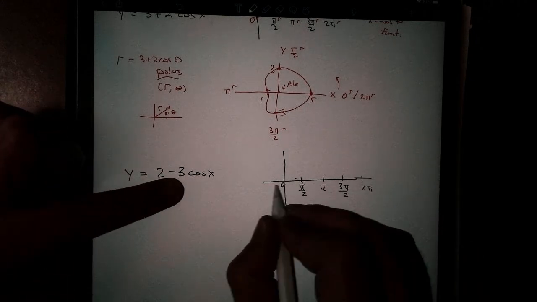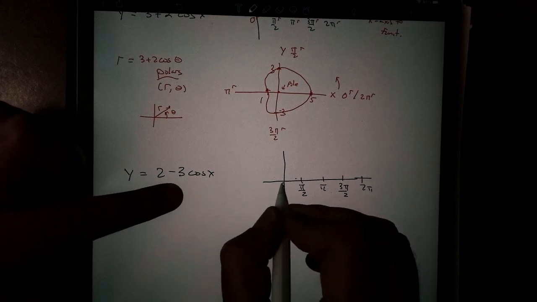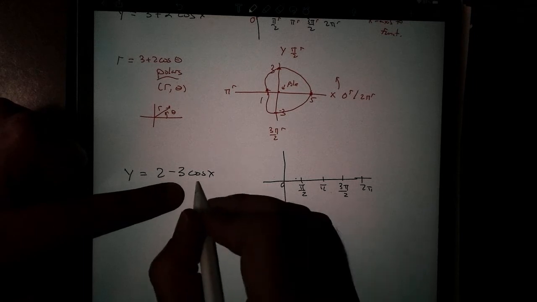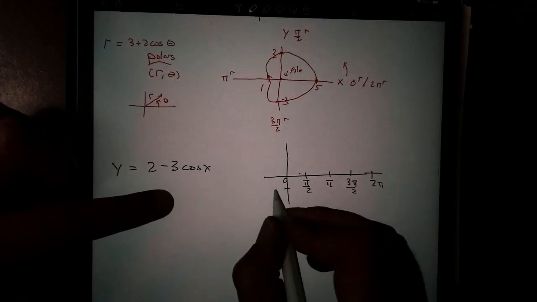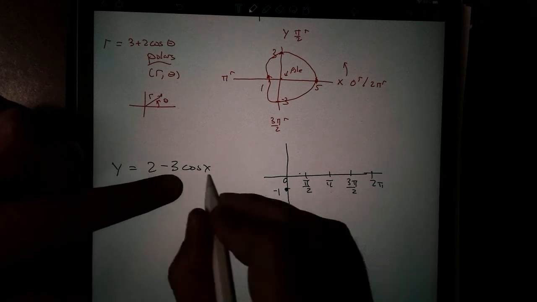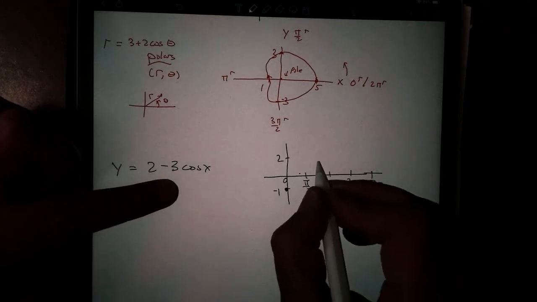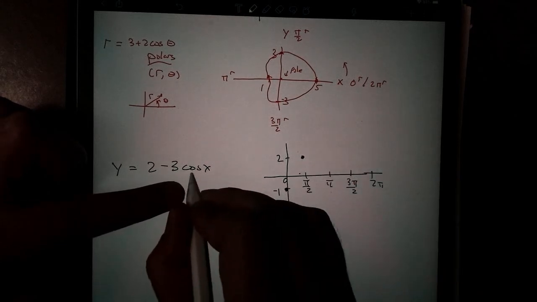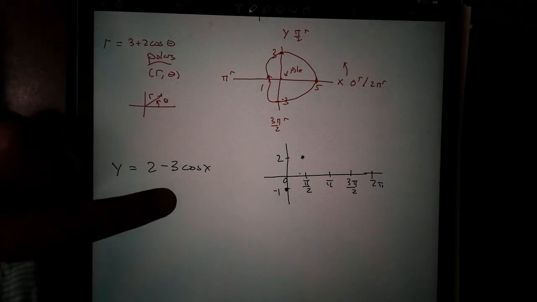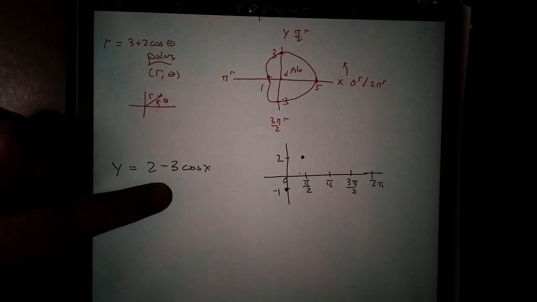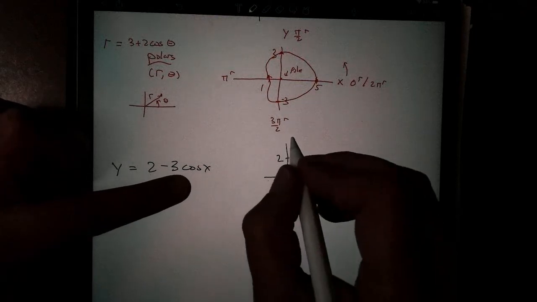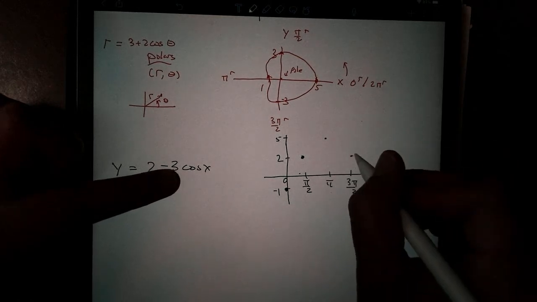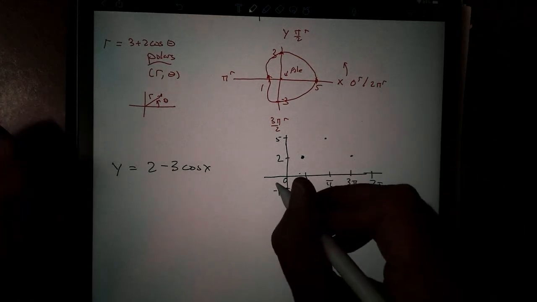Again, this time though, if I let x be 0, we are at negative 1. Cosine of 0 is 1, so we're going to be at negative 1 here. If we plug in pi over 2, we are at a height of 2. Let x be pi, cosine of pi is negative 1. That's going to put us at a height of 5, not on the scale. And here we know the pattern, and it's going to go like this.